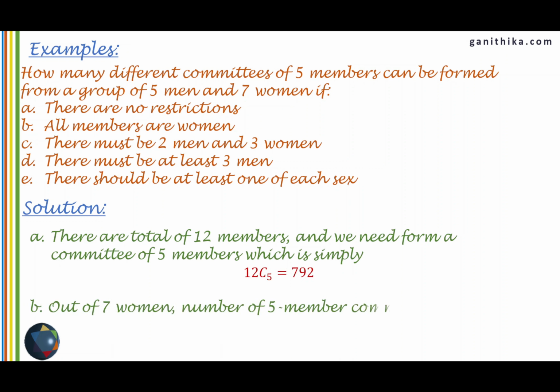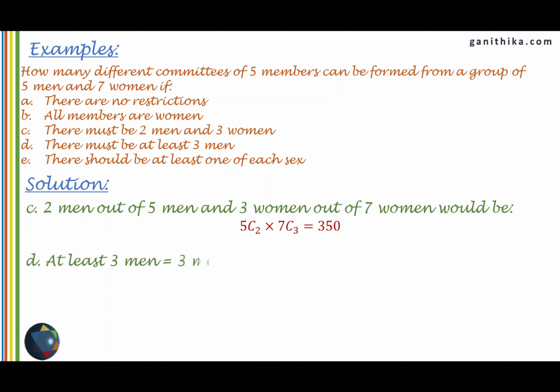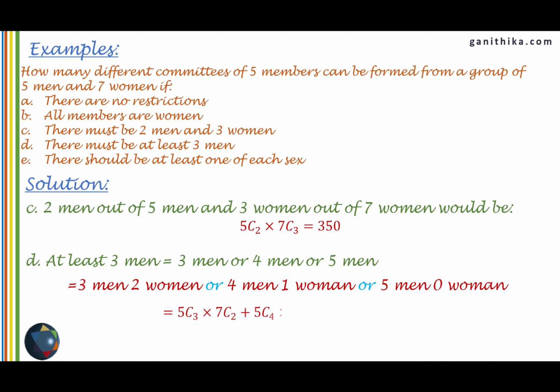The answer is 792. The second question is, all members are women. So out of 7 women, you have to choose 5 members, which is 7C5, which is 21. So there are 21 committees with all women. We don't need the men part of the given group, so you only need to choose 5 members out of the 7 women. Therefore, 7C5 ways to choose this particular type of committee. The next is C. There must be 2 men and 3 women. So 2 men can be chosen out of 5 men and 3 women can be chosen out of 7 women, which is 5C2 times 7C3, which is 350.